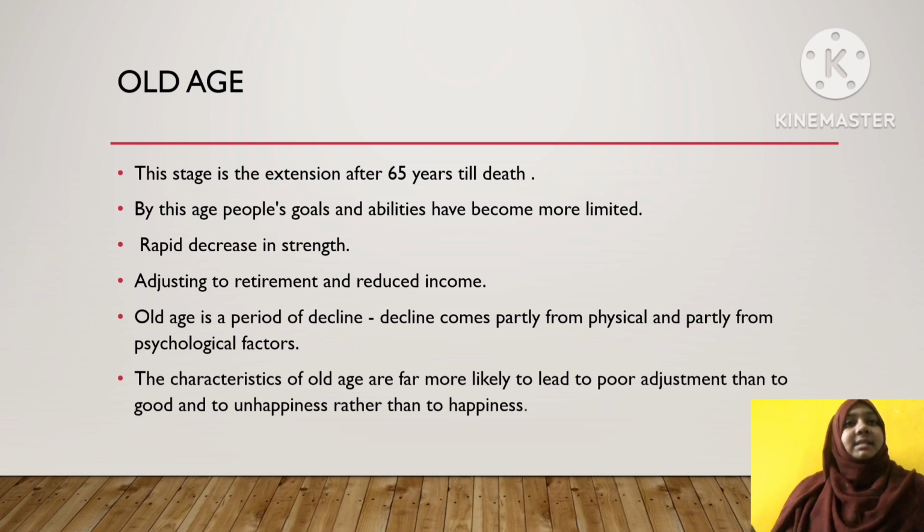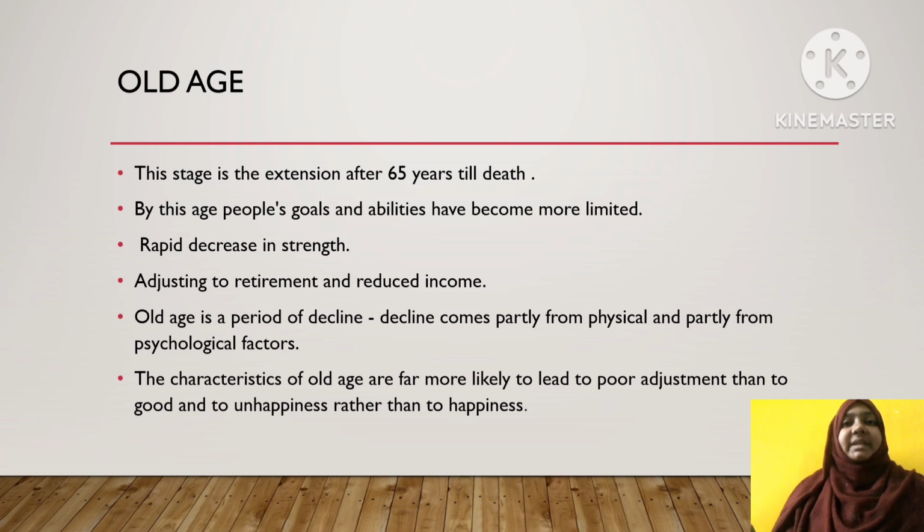Then the last stage is old age. This stage is the extension after 60 to 65 years till death. By this age, people's goals and abilities have become more limited. There is a rapid decrease, with retirement and reduced income.